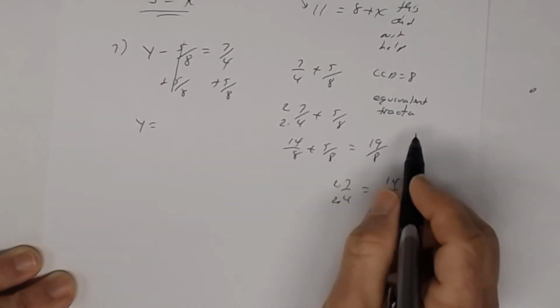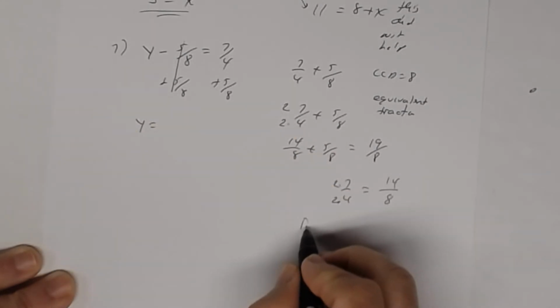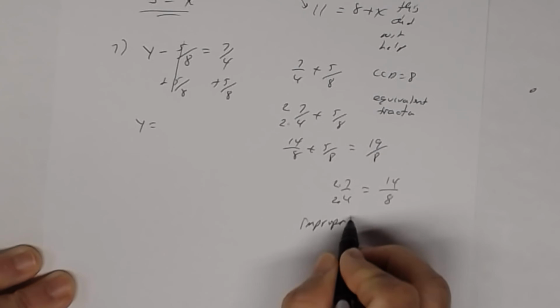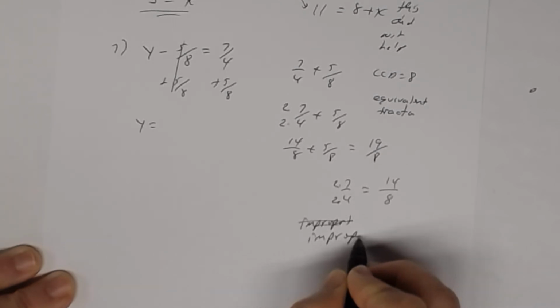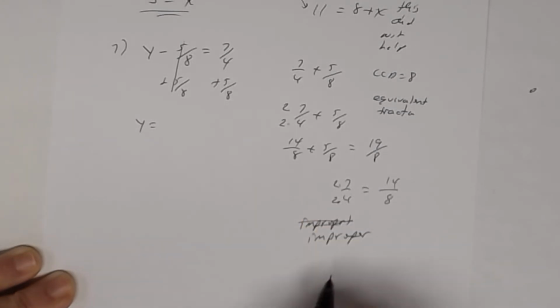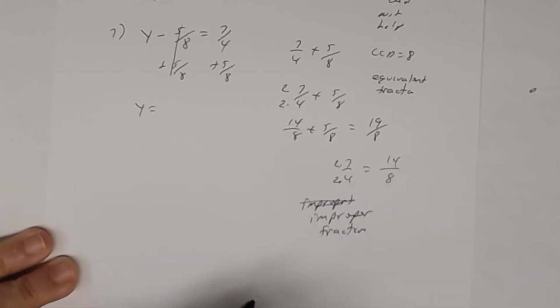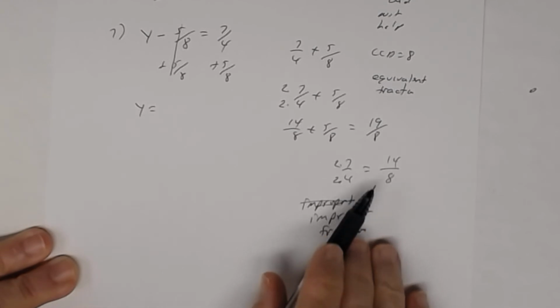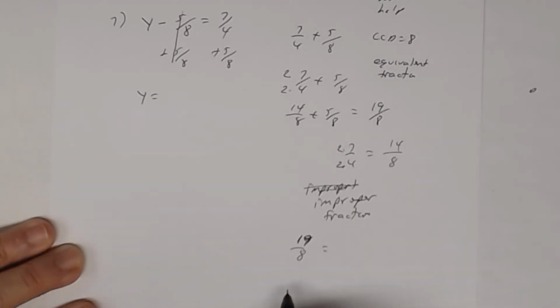Since this is an improper fraction, let me go ahead and rewrite it. Remember, an improper fraction is where the numerator is greater than or equal to the denominator. So let's write this as a mixed number. So 19/8 is going to equal what mixed number?